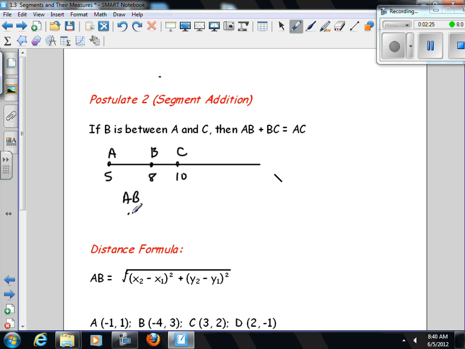Well, the length of AB from 5 to 8 is 3. The length of BC, which is from 8 to 10, is 2. Which gives us the length from A to C. Well, we know that from A to C, from 5 to 10, should be 5, and sure enough, 3 plus 2 does give us 5.